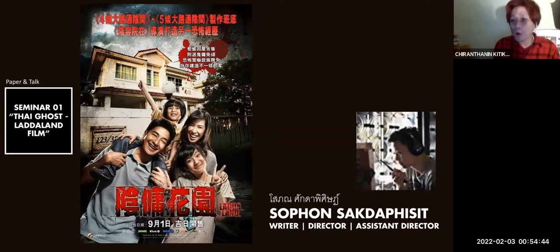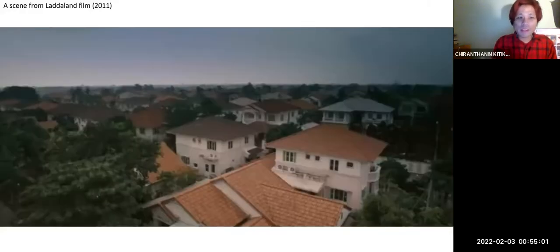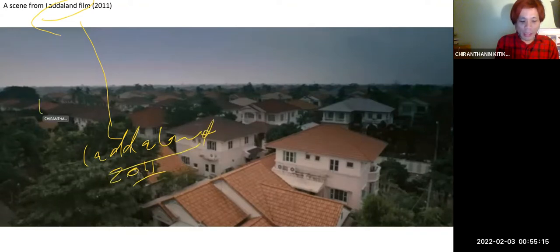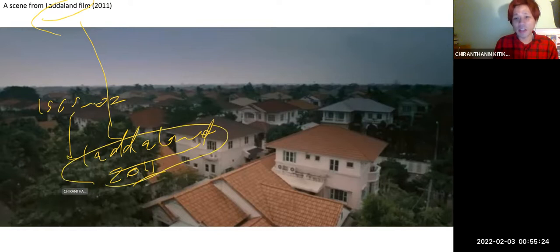So talking about the seminar that we had in the last class, right? We tried to find where the ghost is, what the ghost is that you get an idea of from this movie. And this movie was directed by Sopon Sakdapisek, who also directed The Promise about the old building in Bangkok. But this is the dream, right? This is the Ladda Land theme, which created Ladda Land in 2011. As I told you, originally Ladda Land was built in 1969 or the 70s, 77. But this is an upgraded version, right? Thirty years later, this is a dream.